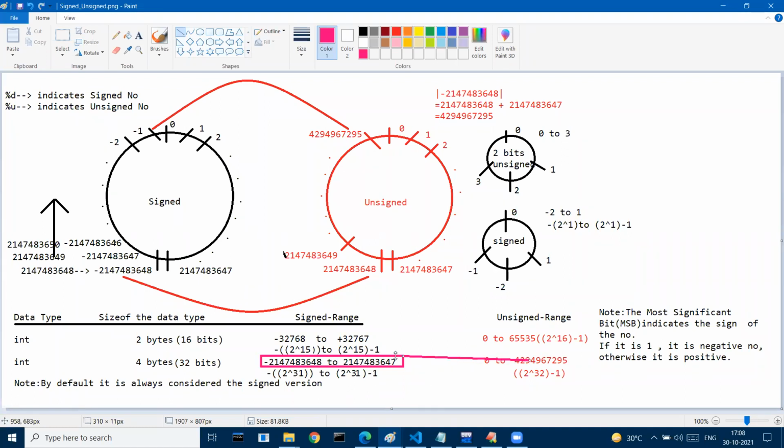Now, the pictorial representation of unsigned is something like this: 0, 1, 2, and so on, no sign, nothing. The last value is 4294967295. This is the signed and unsigned representation of a 4-byte integer. This is the signed range, and this is the unsigned range.